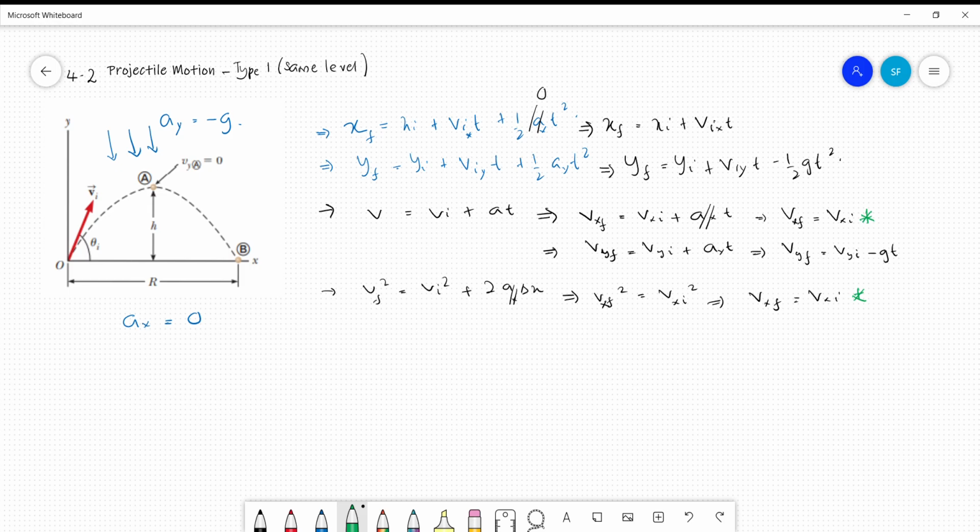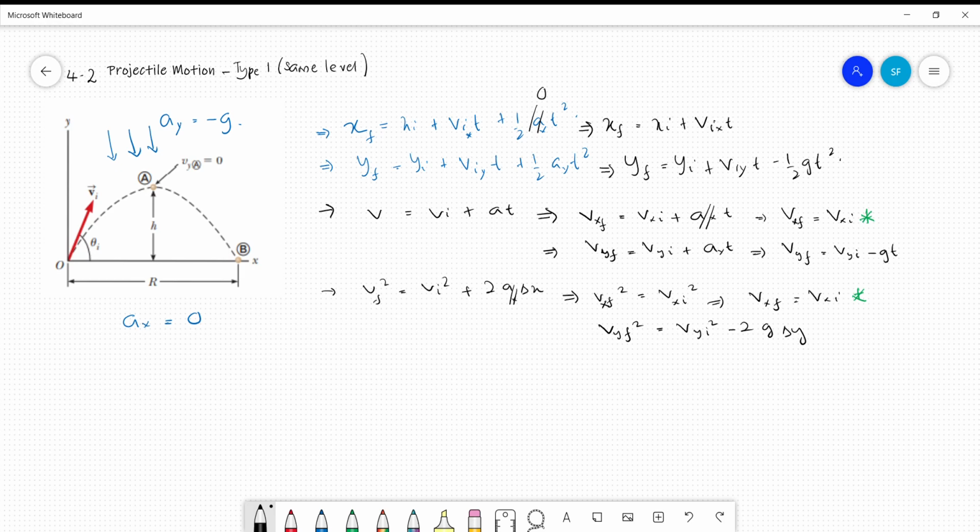Next, along the y component, we have vy final squared equals vy initial squared minus 2g delta y.